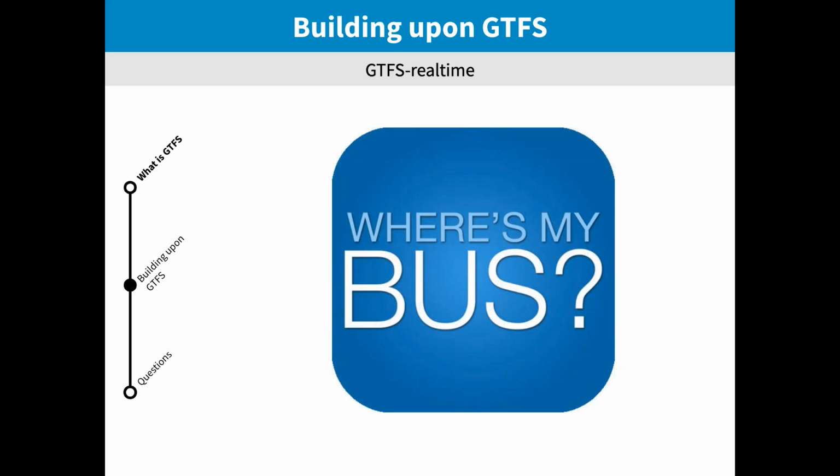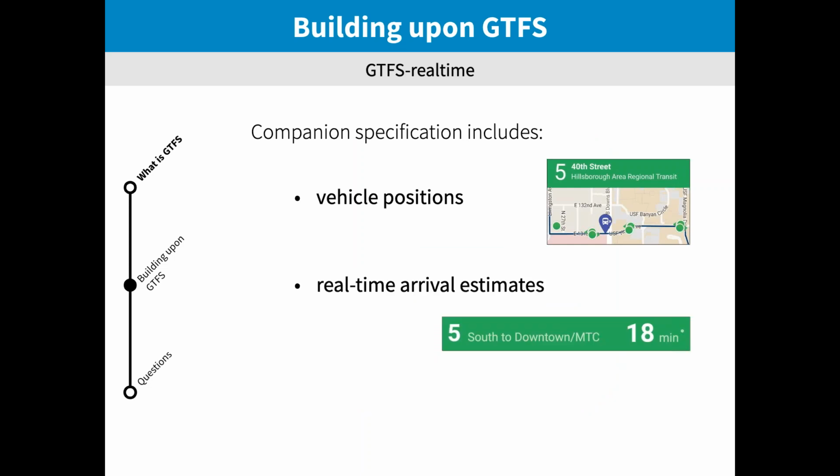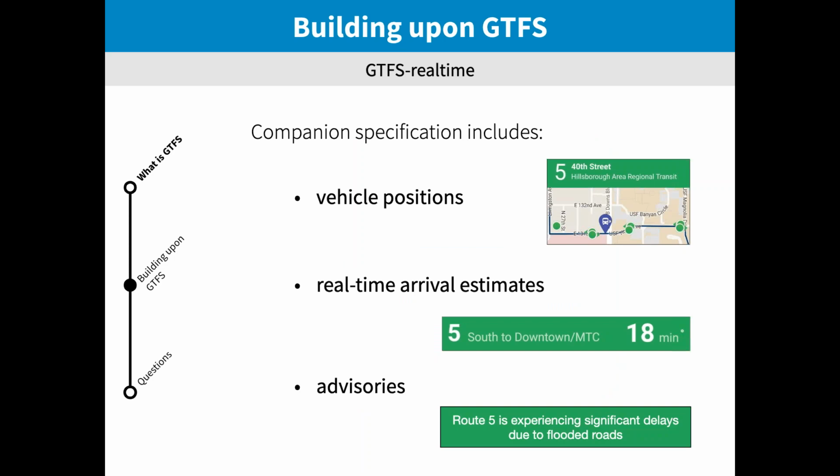So a little bit more about GTFS RealTime. I'm sure most of you are familiar with these types of apps. Some of these apps are proprietary, but with GTFS RealTime, it's a similar approach and philosophy to GTFS, making it available, if it is open data, to more than just a specific agency app or a specific provider of apps. It's available on Google Maps, the transit app like we talked about, which are free apps that people use for a variety of systems. So this companion specification includes vehicle positions, it includes real-time arrival estimates, and it can even include advisories.